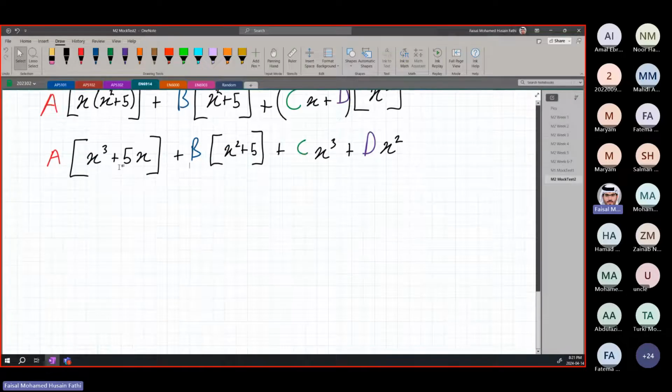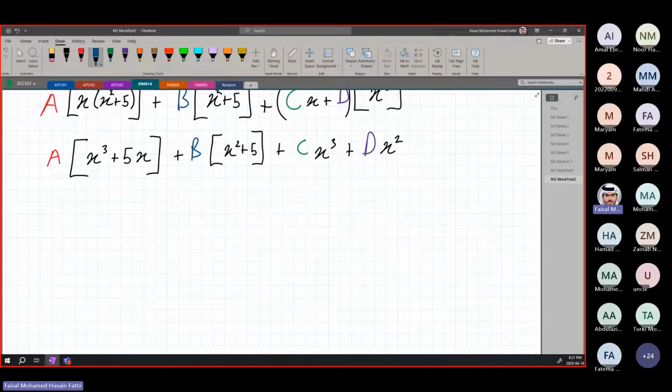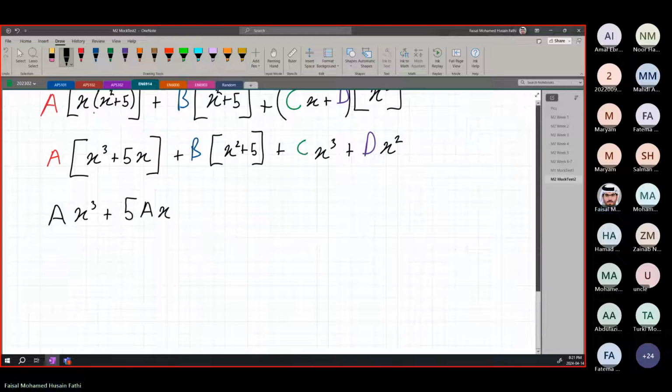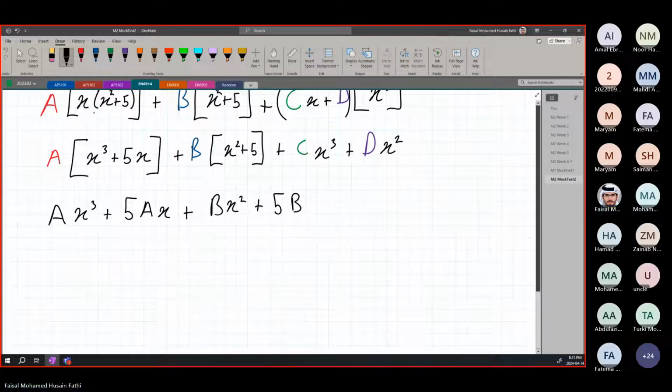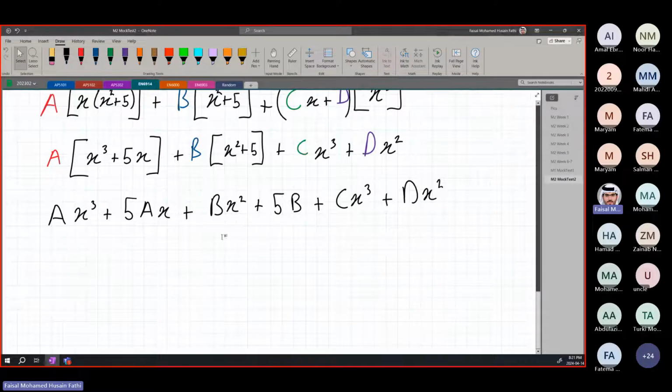وزعناهم. الحين خلينا نوزعهم one last time. إن نوزع كل ال A's into x cubed و 5x وكل هذا. And here I'm not going to use any colors anymore and I'll show you why. فبيستوي ax cubed plus 5ax plus bx squared plus 5b plus cx cubed plus dx squared. Okay, so this is now what we get من توزيعات فوق.